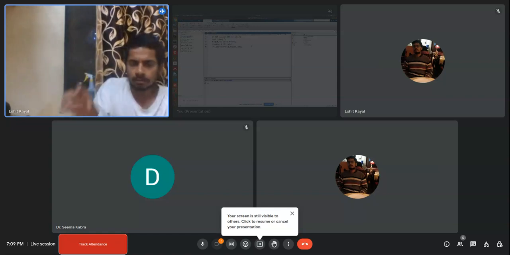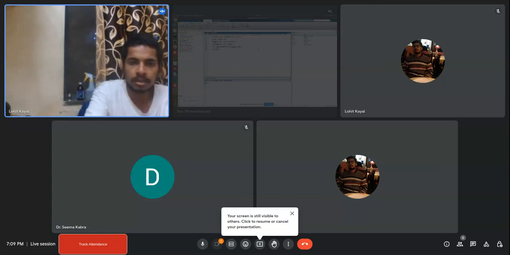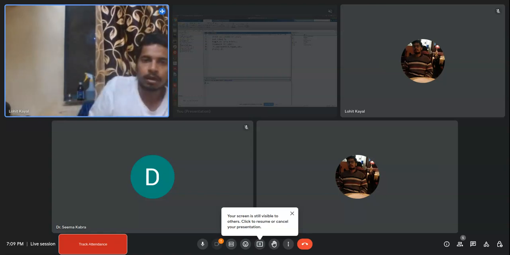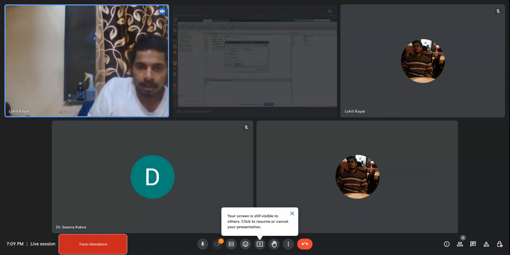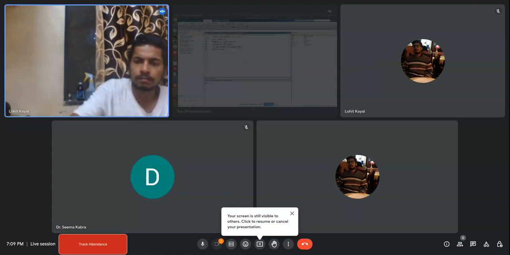Before running, I now need to plot the result with respect to time. So plot t comma x of a. Now I can run the code. Before that I need to save it, so it is class 12 live session.